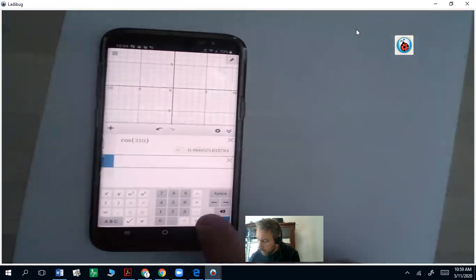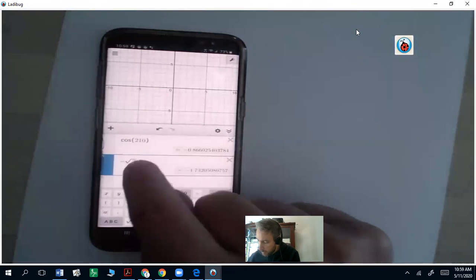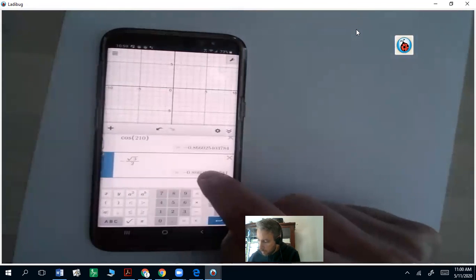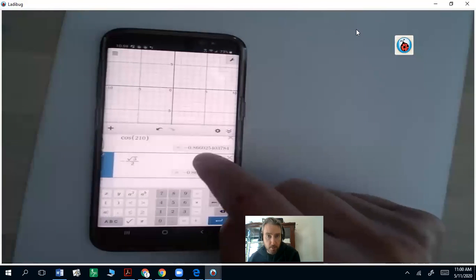How do I get negative square root of 3 over 2? Well, the square root symbol is kind of default there, so I could do negative square root of 3. And then I just click over to the right and click divided by 2. And that matches up that way.